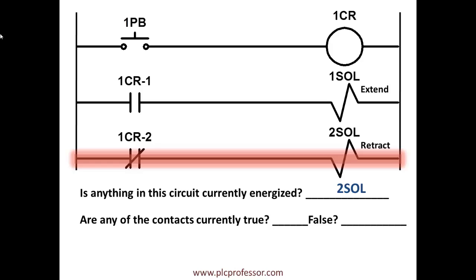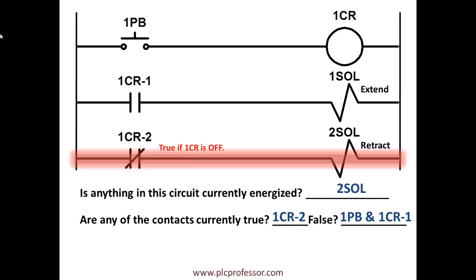So, are any contacts currently true? Yes. 1CR-2, true if off. Are there any false? Yes, 1PB, because it's not being pushed, and 1CR-1. They're both false.